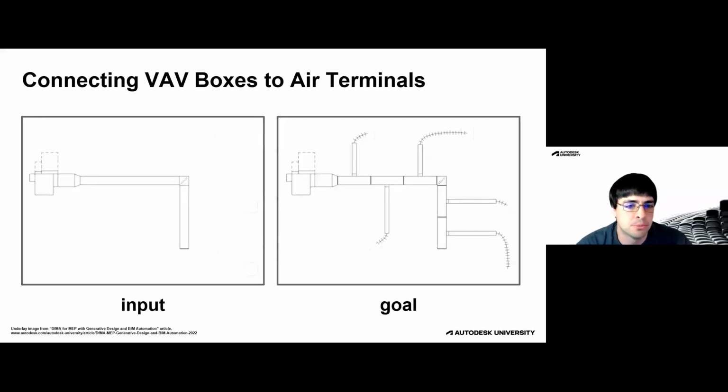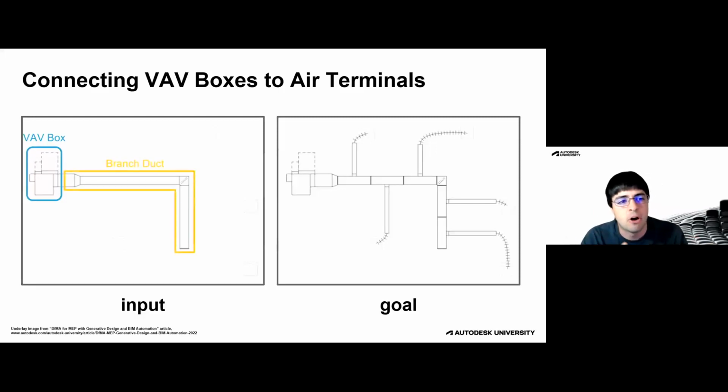So I'm going to go through just kind of the setting for this application. What we have here on the left is a simple setup, a very well-defined problem. There's a VAV box and then a branch duct, which is already created, a little MEP system, if you will. And then an air terminal layout that's also predefined.